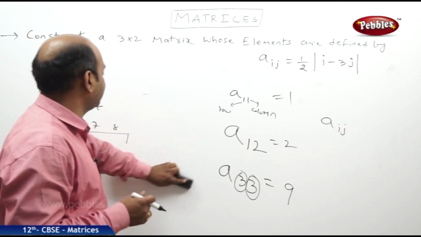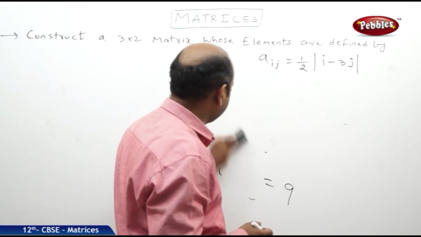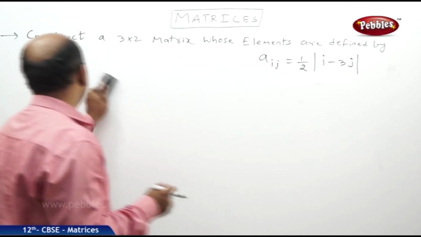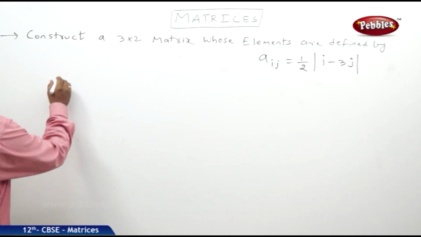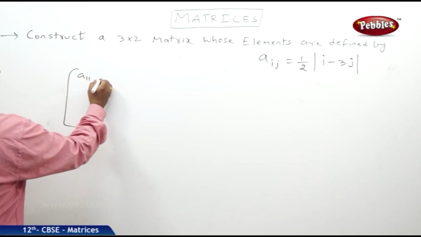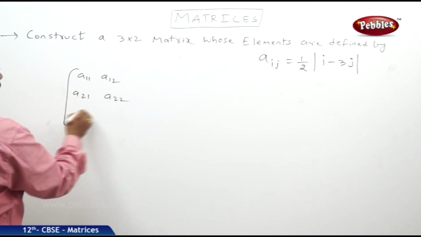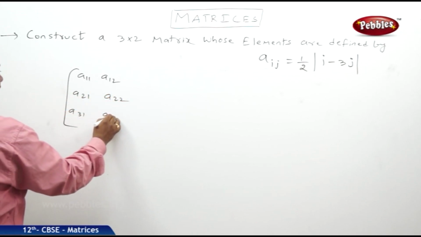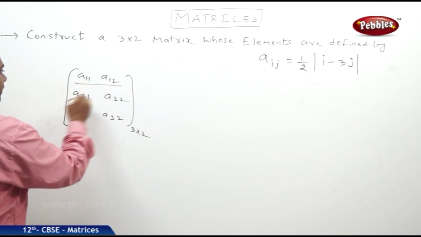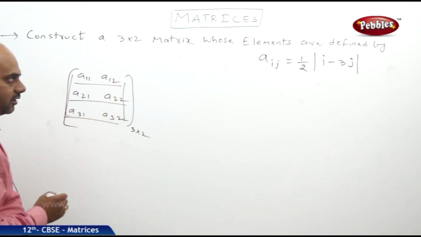He is asking us to construct a 3 by 2 matrix. A 3 by 2 matrix is always a rectangular matrix having 3 rows and 2 columns. Therefore, I can write it like this: 3 rows A11, A12, A21, A22, A31, A32. This is a 3 by 2 matrix because we have 3 rows and 2 columns. I think it is clear.